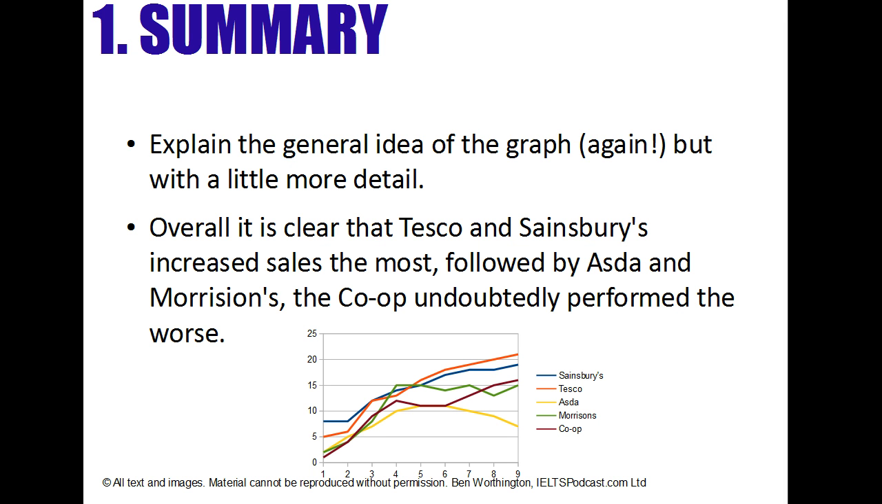Now for your summary, do pretty much the same, but you don't have to describe, of course, the graph, but you can go into a little bit more detail. Now in this case, what I would say is I would go in and mention the major players. Not all the major players, but, well, it depends on the graph. Here I've only got about 5, so I can mention them all. If I had more, I would probably just group them and say the northern countries, or, let's see, the majority of the western suppliers, or whatever. Okay, in this case, because I've got 5, I can go into a little bit of detail and basically summarize each one. So here I'll say, overall, it is clear that Tesco and Sainsbury's increased sales the most, followed by Asda and Morrison's. The Co-op undoubtedly performed the worst.